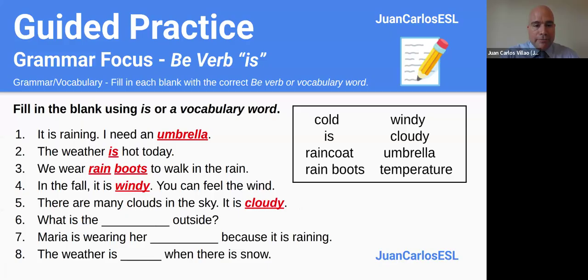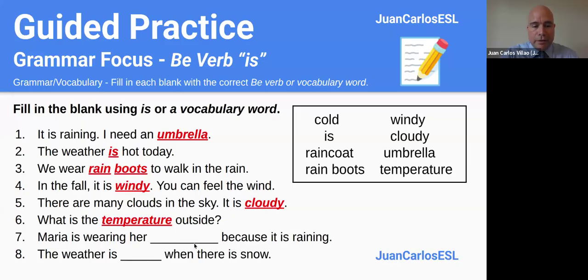So cloudy. Number 6. What is the blank outside? Estamos hablando de fuera. Es una pregunta. Here we have a question, not a sentence. What is the blank outside? What is the temperature outside? So if you chose temperature as your answer for number 6, you're correct.